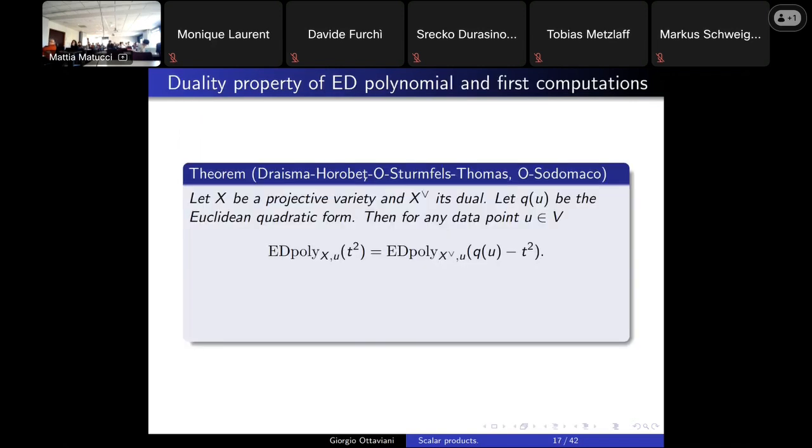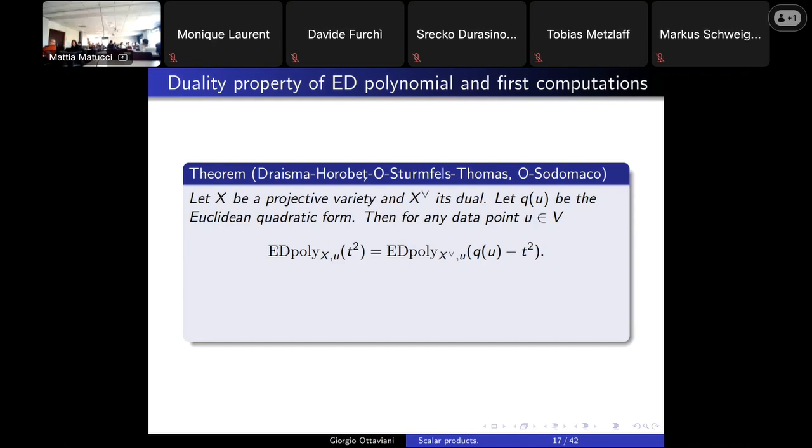Well, now I want to apply this result to the ED polynomial. This is the duality: X and X dual share the same ED polynomial, just with a translation. Now we will explain what this means. But there is a funny, and at the same time worrying, consequence: if you know the ED polynomial of X, it's just a matter of translation that you can compute the equation of the dual.